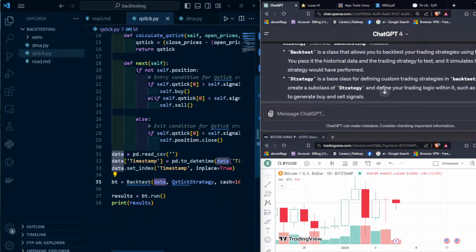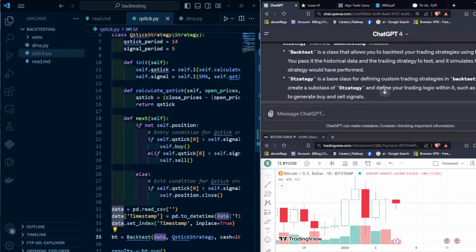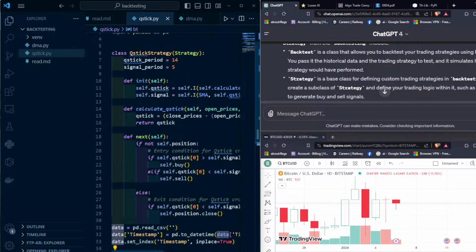But this is the most important part. Implementing the trading strategy itself is easy. Because you could just say, write me a code for implementing a pure stack strategy, trading strategy. Of course, it's not going to be perfect. All right. Let's see.